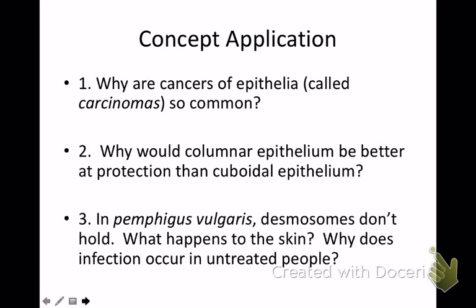Number two, why would columnar be better than cuboidal if your goal is protection? Simple answer here. Not surface area. It's not a surface. Well, okay, that's kind of misleading. My statement is misleading. Is there more surface area on the free surface? No. It's a matter of how thick they are, right? So the surface area could be entirely the same, the free surface, but the surface area between the two cells, definitely more, right?